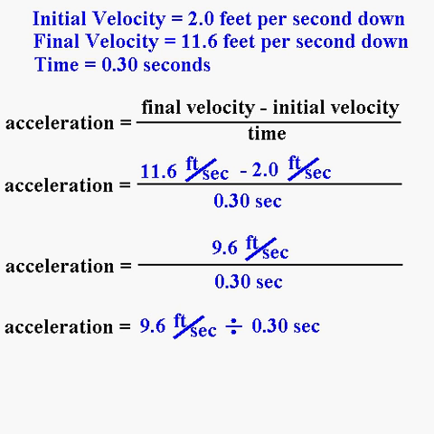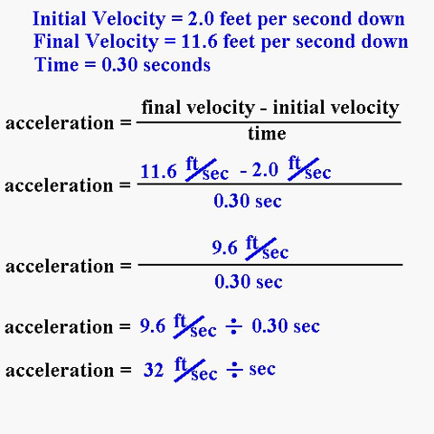Now remember what we do here. We take the numbers and group them together. So I got 9.6 divided by 0.30. That's 32. So I have 32, and then I have feet per second divided by seconds. How in the world do I evaluate the expression feet per second divided by seconds?